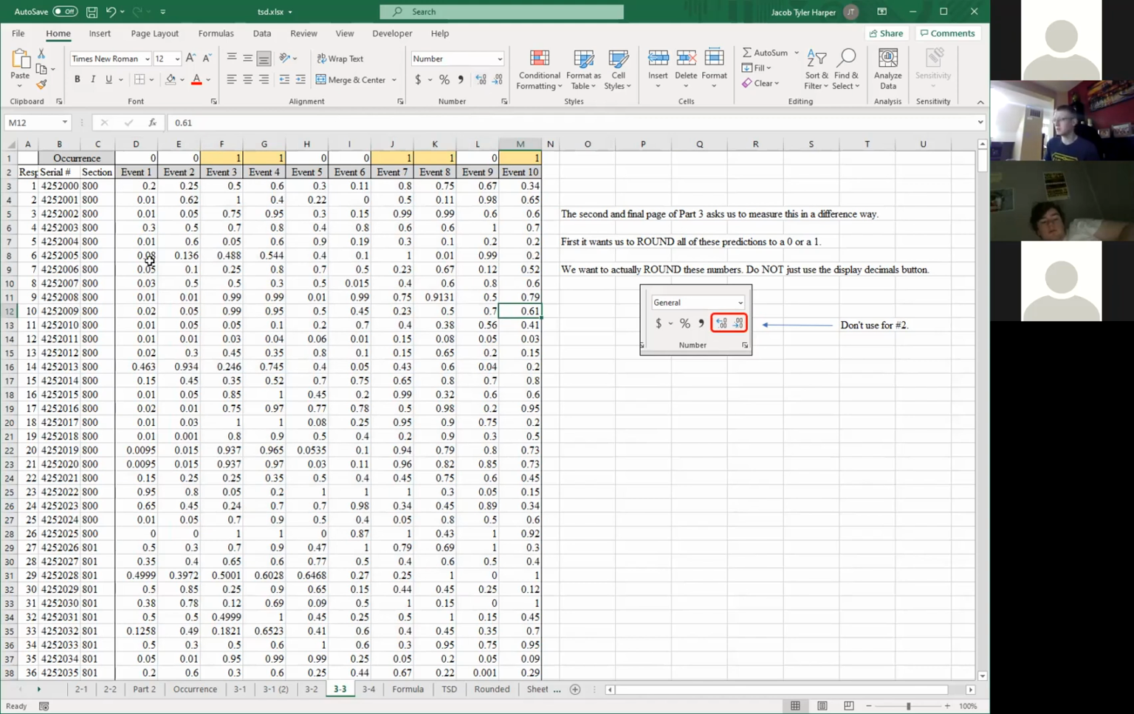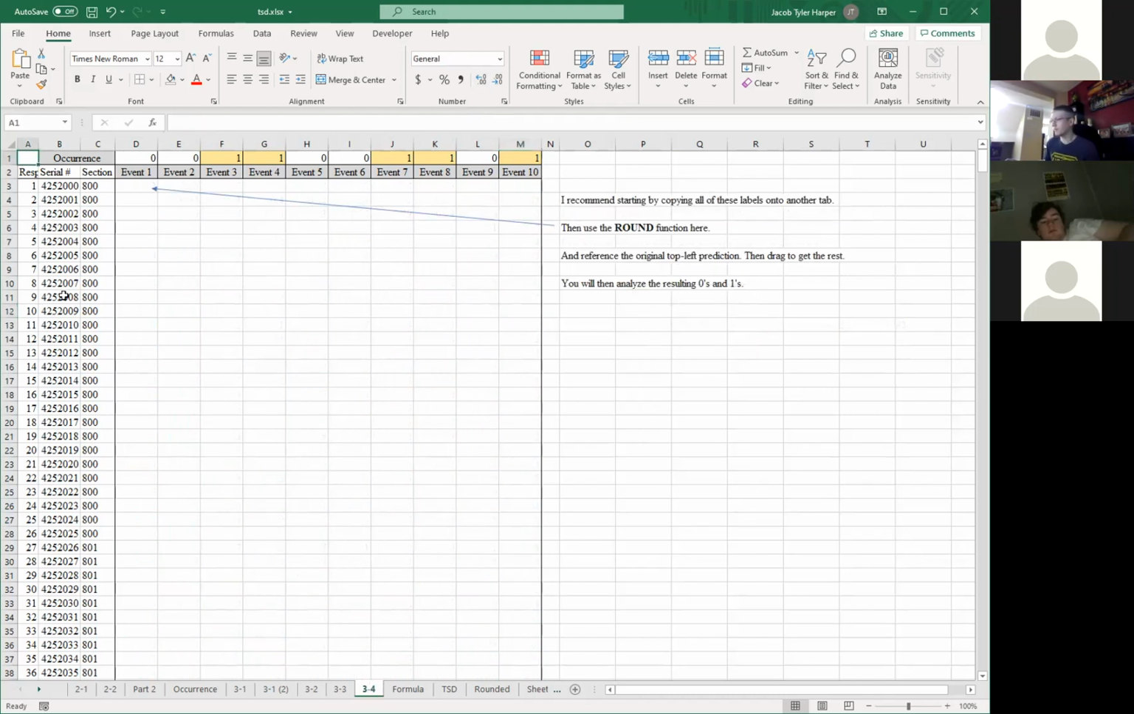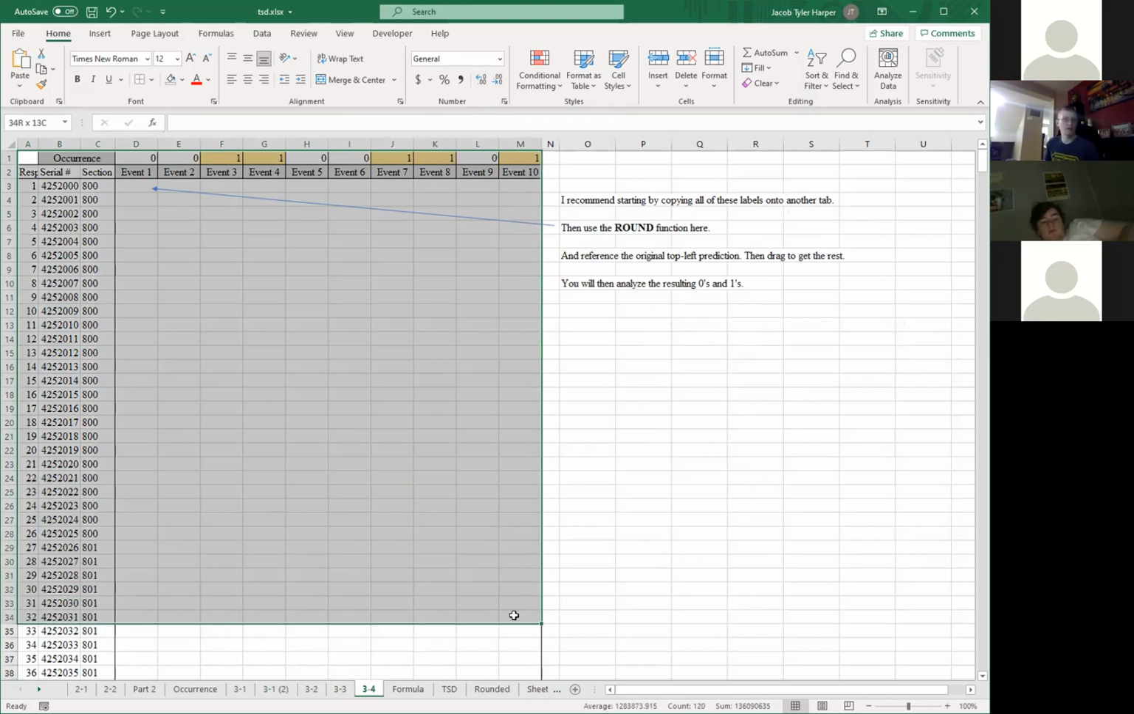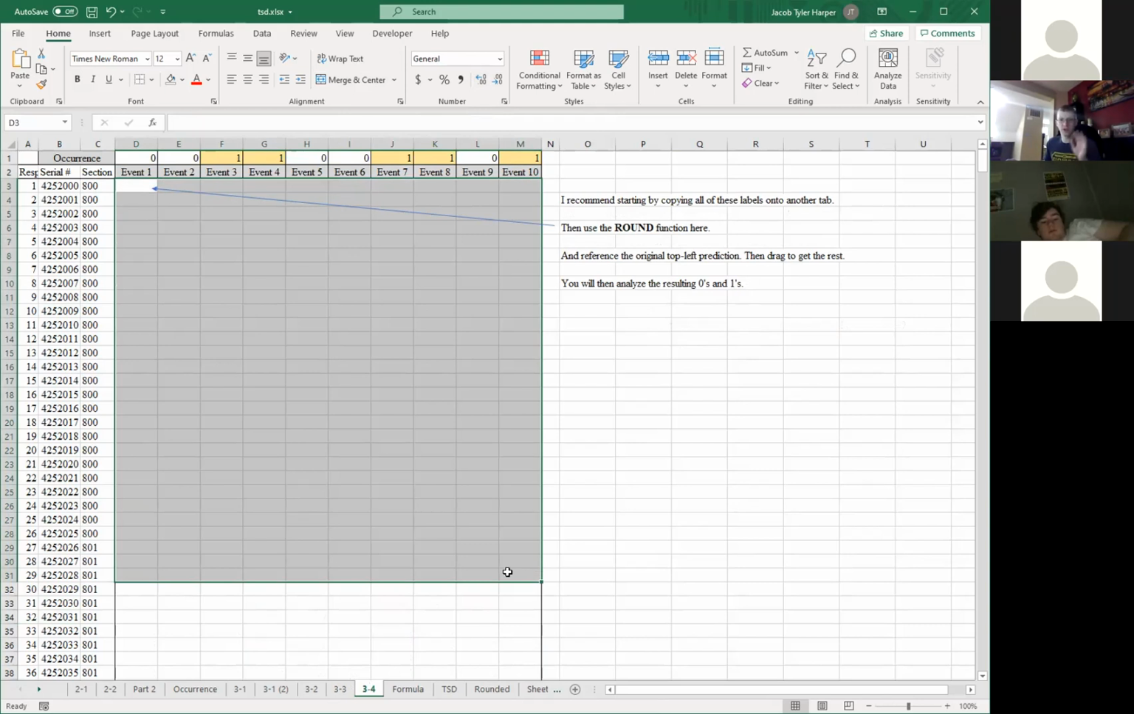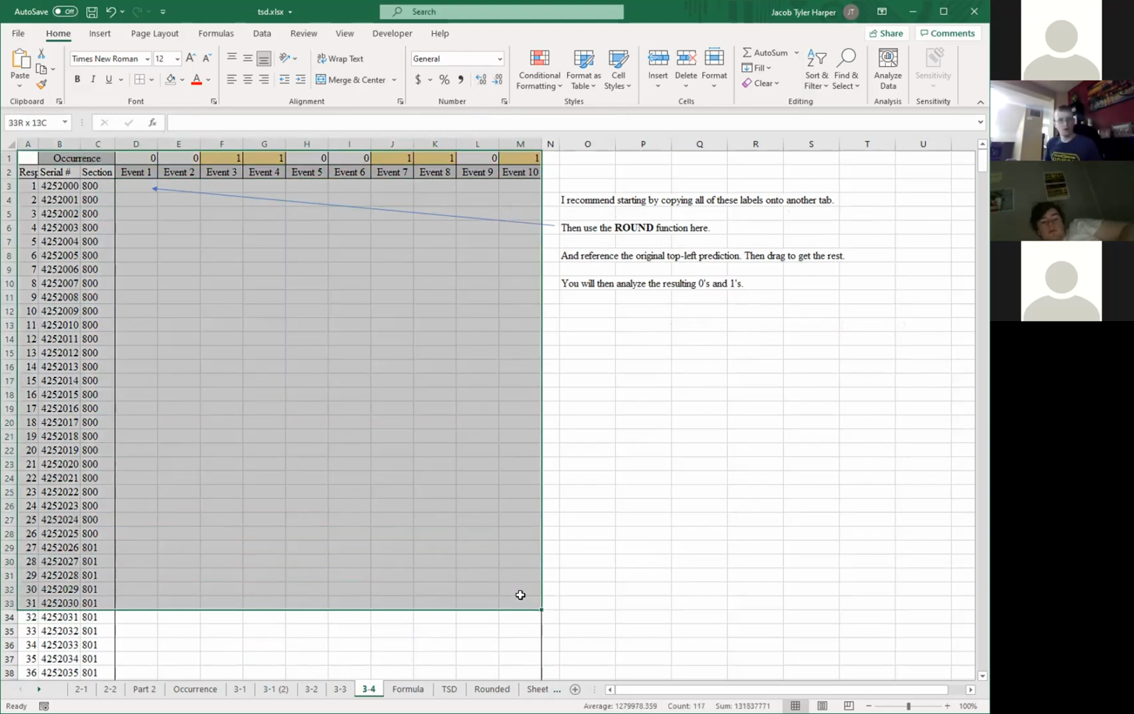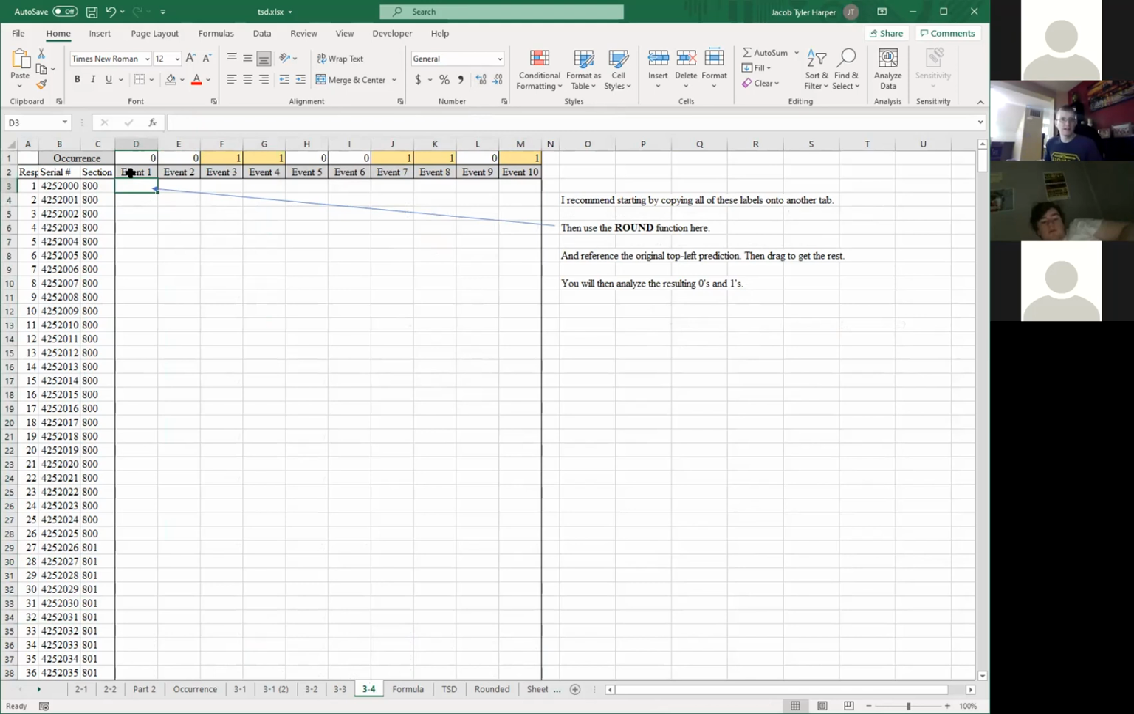So what you need to do, at least this is how I would recommend starting, is start by copying all of these labels somewhere, because we're going to change all the numbers in between. I don't want to mess up the raw data. So I would recommend copying all of this stuff to a new tab, so I don't have to worry about corrupting the initial data. And then we're going to go to this top left cell and use the round function, which actually rounds the numbers.